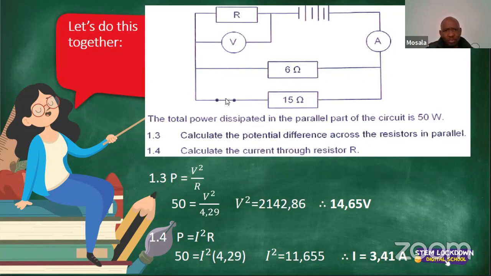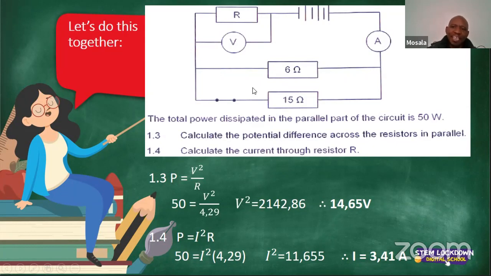So, it means the current that is going through R will be the same. Remember that the current going through this parallel combination, that is parallel resistors, is 3,41. It means it will be the same because R is in series with these ones that are in parallel. So that will be the current that will be going through R.